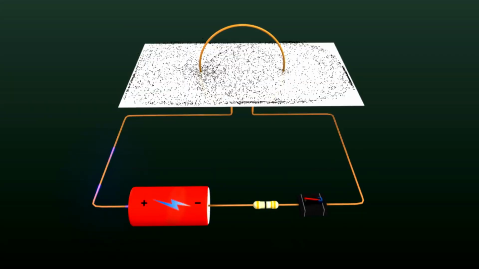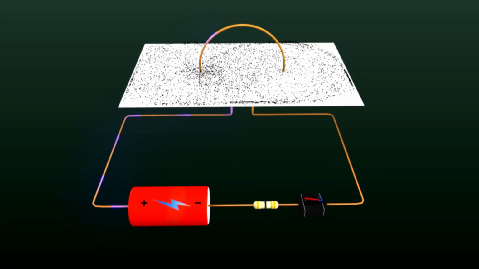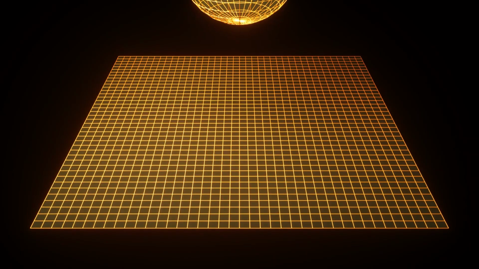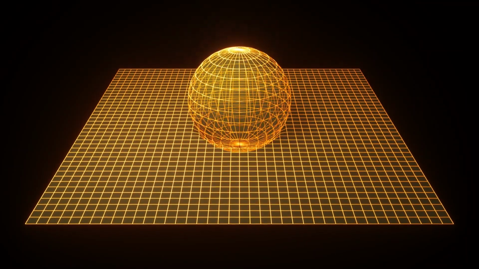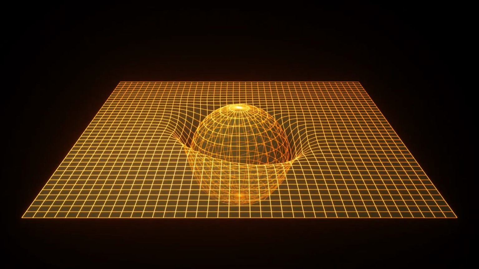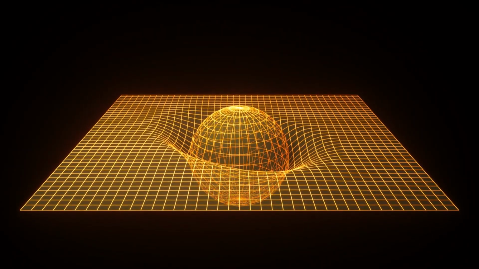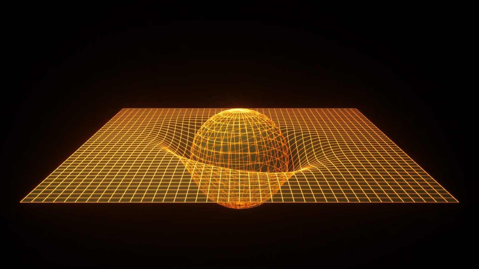But Einstein came along and completely flipped the script. He proposed something radical. He said, gravity isn't a force pulling things through space. Instead, gravity is a consequence of mass and energy warping or curving the very fabric of space and time itself.